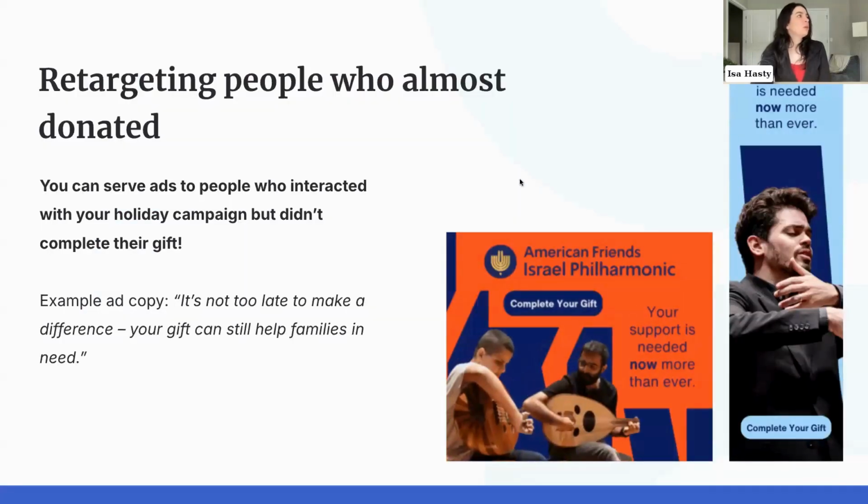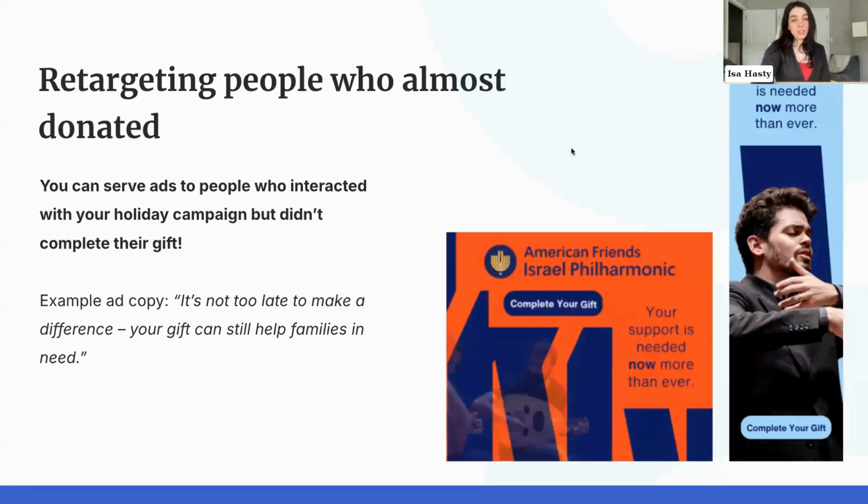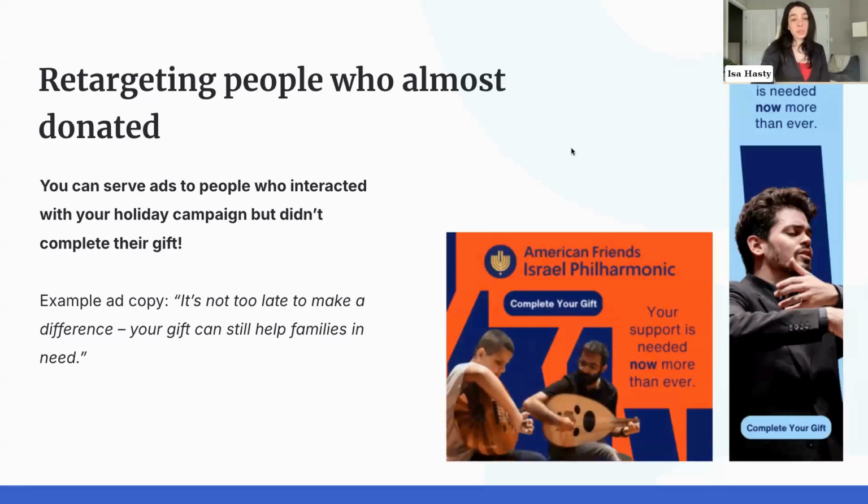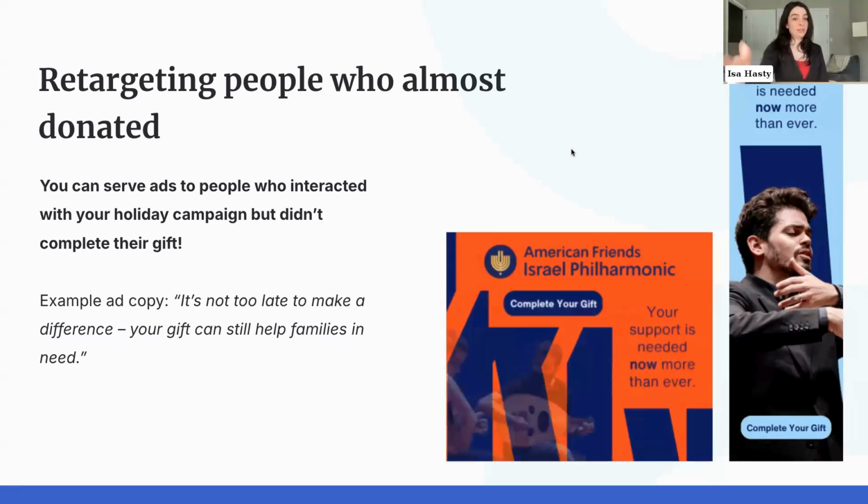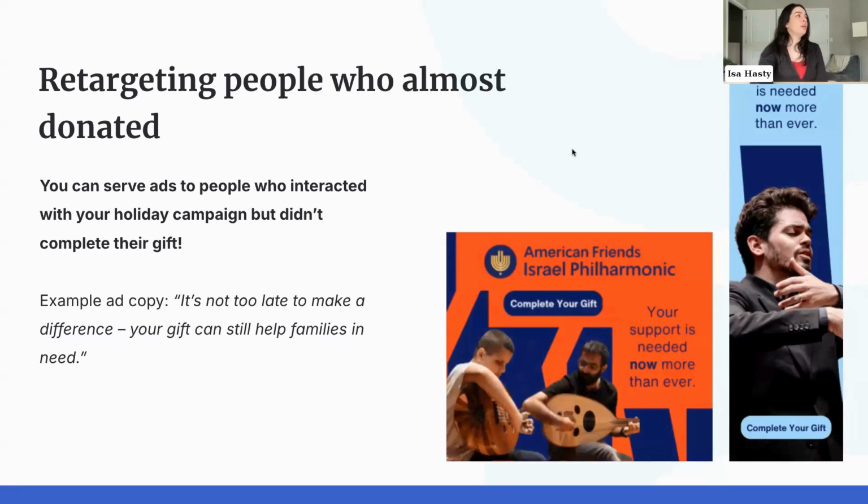And then, retargeting people who almost donated. This comes back to what I was saying earlier. We want to get all of those people who did donate at end of year to stay engaged, but the people who maybe visited your donate page and didn't actually give are still valuable to your organization too. You want to take advantage of the fact that they were on your page and you have access to them, right? So you can serve ads to them if they were on that page recently.